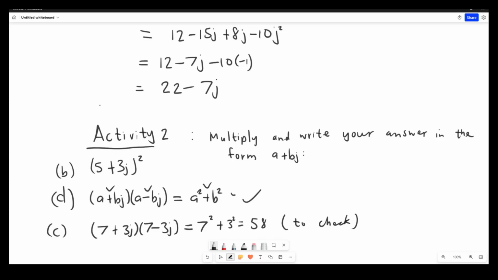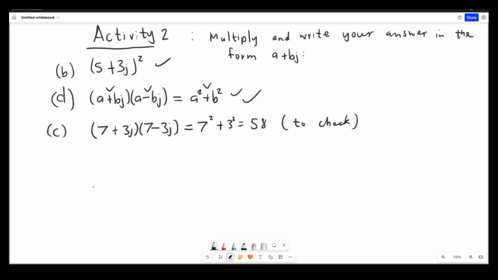This was done already. Let's do number B and then we'll check number C, okay? Let's do B and check, and then we'll check number C. Right. So let's do B.